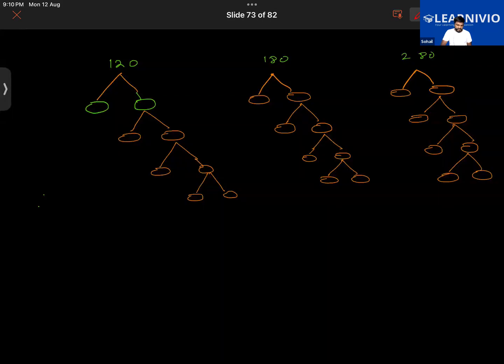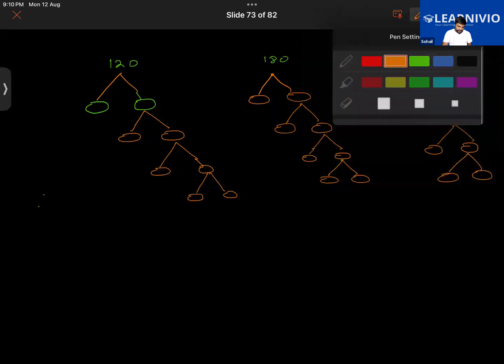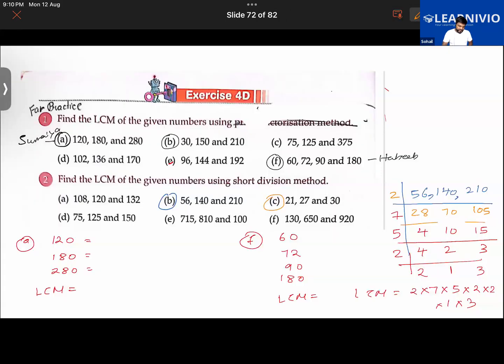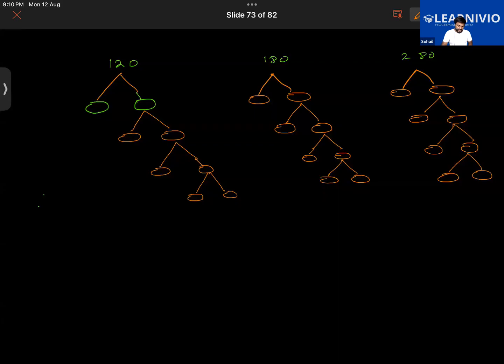That's how you have to find it. Good. Yes, Sumaya. Okay, let us solve it. What is the question? You had to solve question number C: 21, 27, and 30. Okay, Sumaya, let me help you with this. 2 sixties are 120, right? Yes. Then you tell me, 2 thirties are 60. Further, after this, continue.